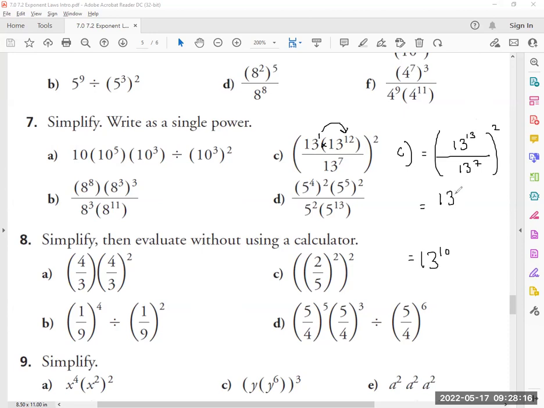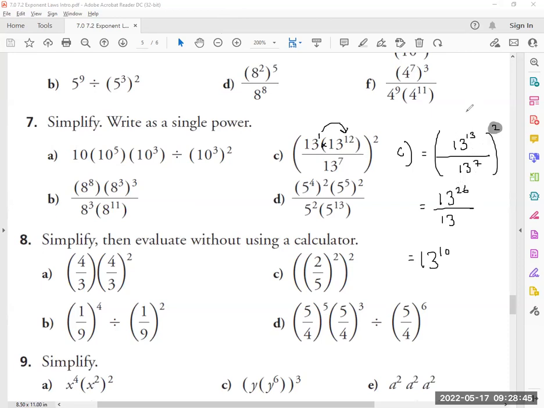Okay, so this is 13 to the power of 26. Good. Over 7 to the power of 14. Yeah, good. I like that. This 2 means that this entire fraction multiplies with itself. So it means the 13 is multiplied by the 2 and the 7 is also multiplied by the 2.